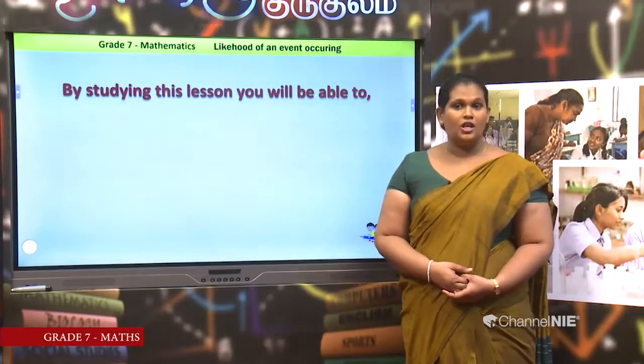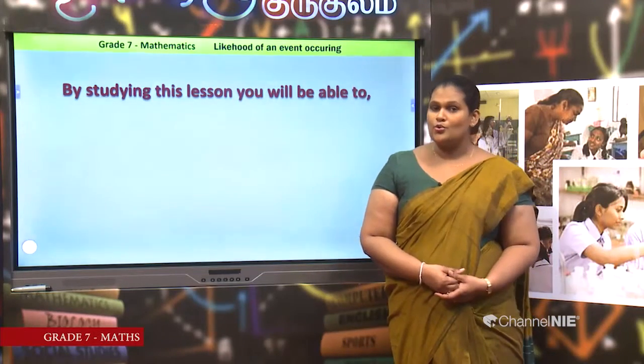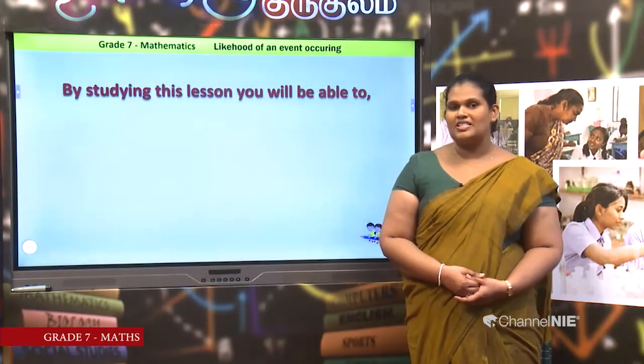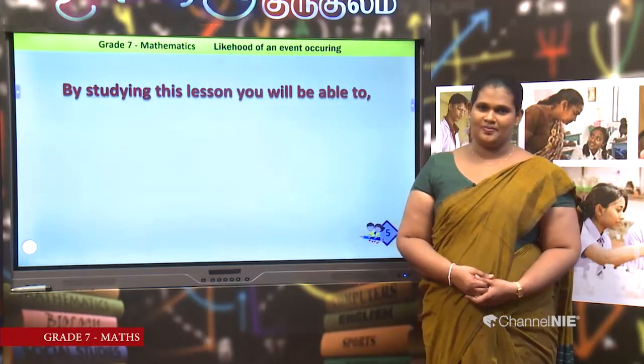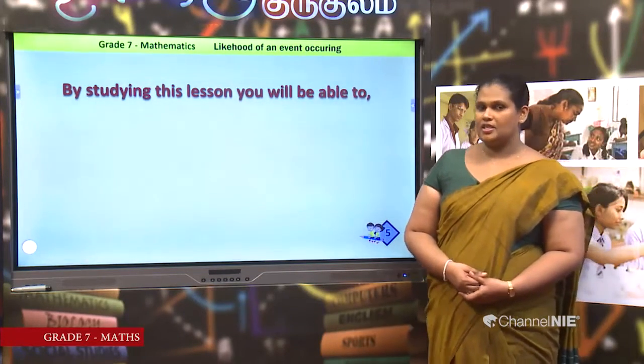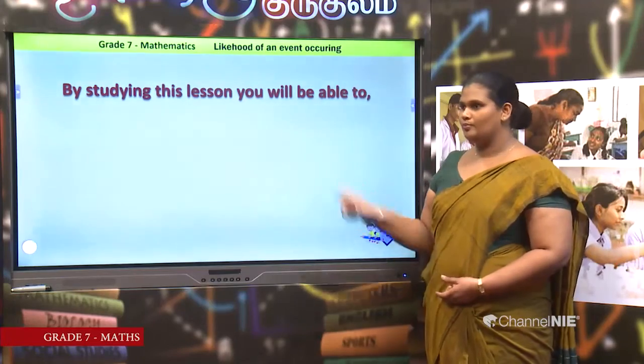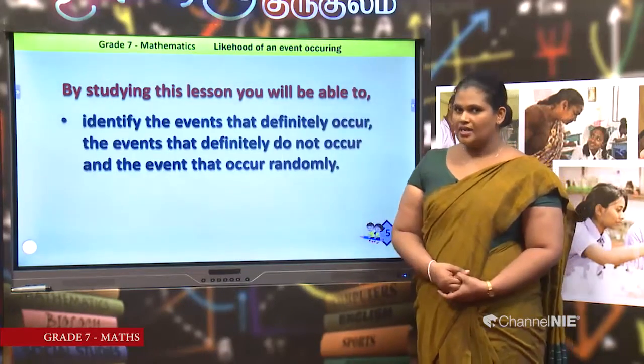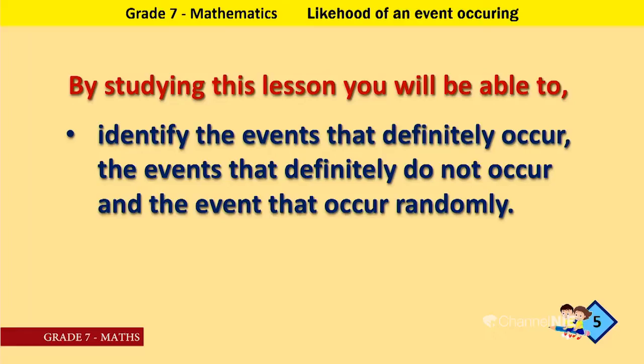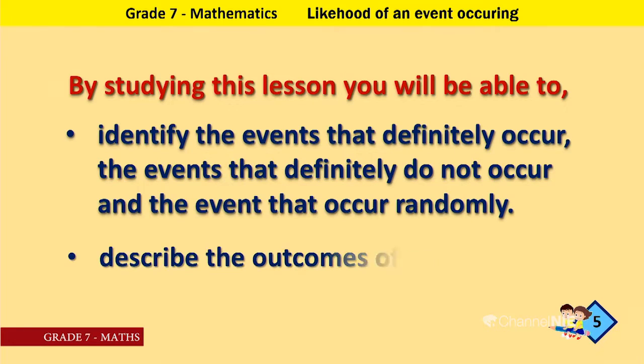Now we will get to know what you are going to learn by studying this lesson. By studying this lesson, you will be able to identify the events that definitely occur, the events that definitely do not occur, and the events that occur randomly. Then you will learn how to describe the outcomes of an experiment.